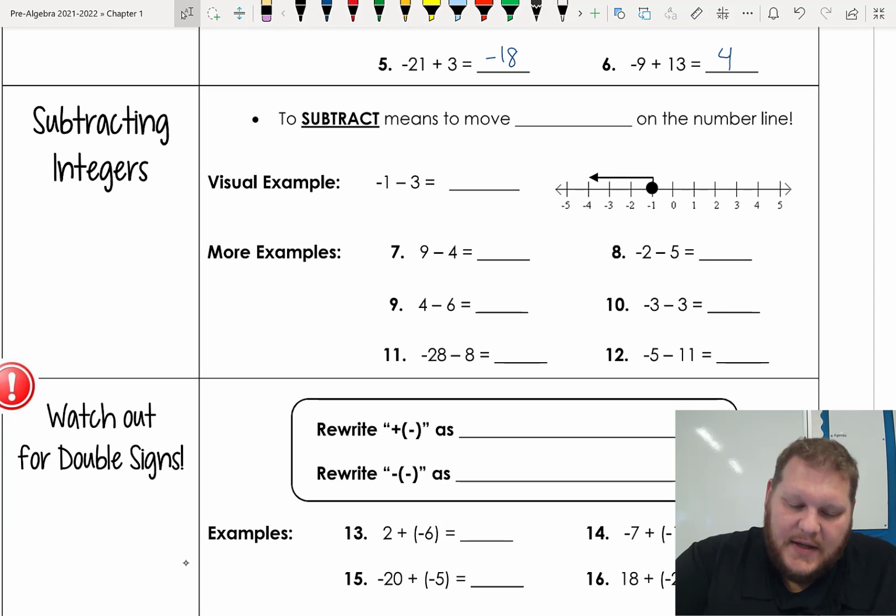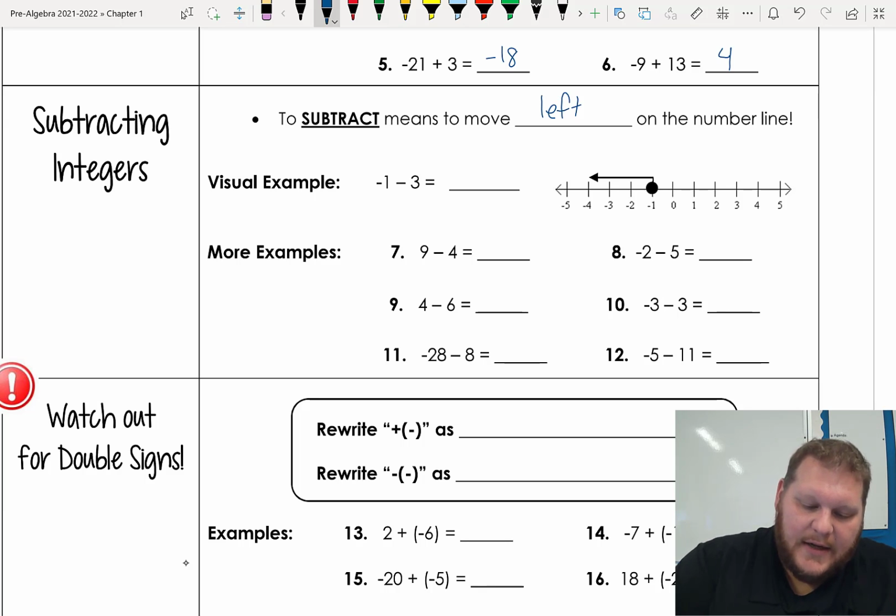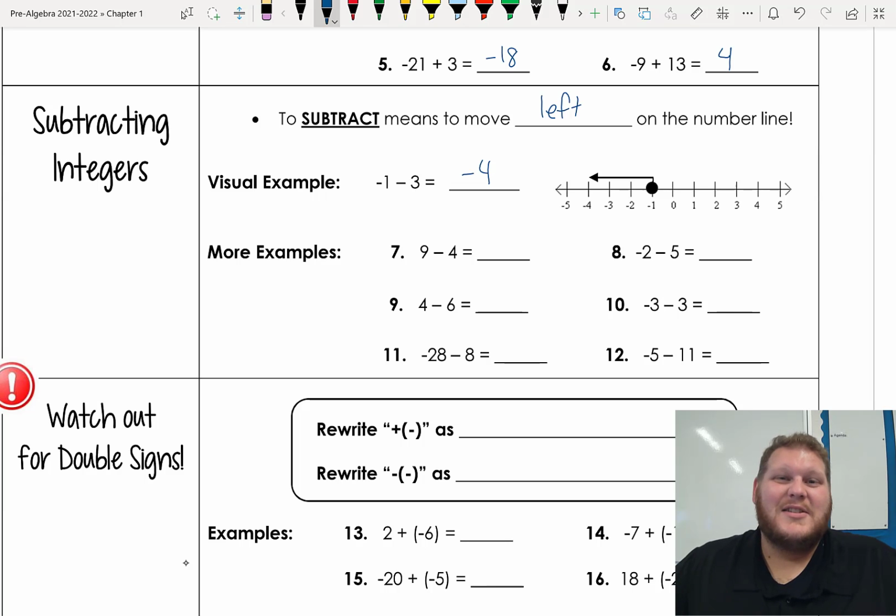Subtraction is just the opposite of that. Subtraction is just moving to the left on the number line. So we're subtracting value, we're deducting value, we're moving to the left. So negative 1 and then 3 spots to the left would end up at negative 4. Again, these are easier for us when they're both positive numbers, if we're subtracting a positive, especially if the first number is bigger than the second. So 9 minus 4 we know is 5 because 4 spots to the left is 5.